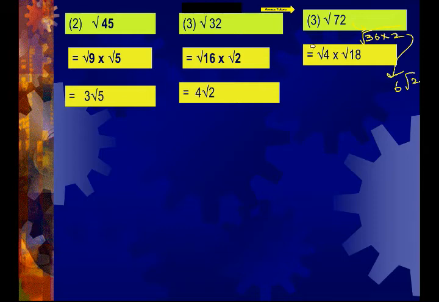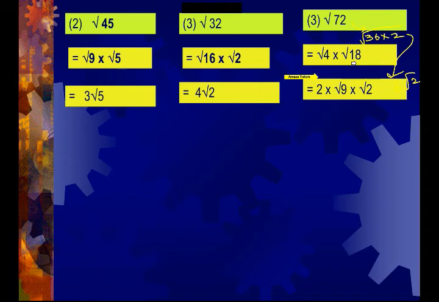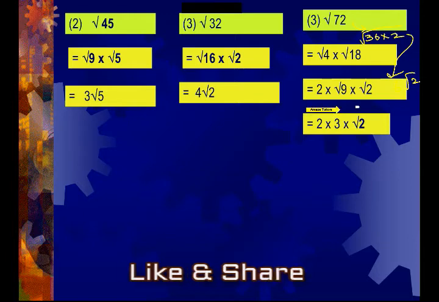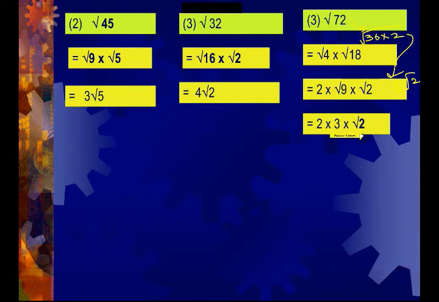But no issues. Even if you use 4 and 18, that is also correct. We have to simplify the square root of 18 again. Let me show you. What is the square root of 4 now? 2. Now 18 has another perfect square, 9 and 2. That is why square root of 9 and square root of 2. Now comes 3 because square root of 9 is 3. So 2 times 3 times root 2, which is 6 root 2.